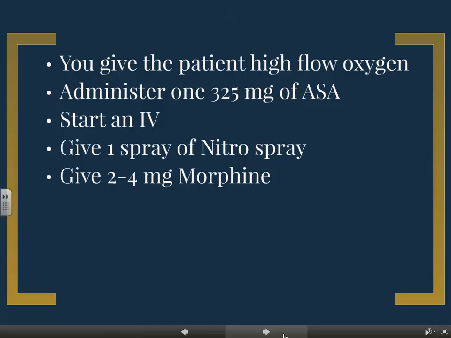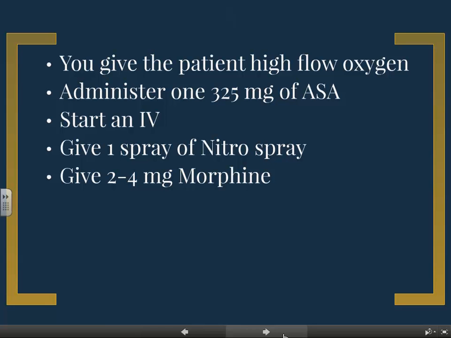Alright? That's right. So, obviously we're giving oxygen because he's got some cardiac infarction, right? Some ischemia going on. So we want to give that supplemental oxygen. Even though his O2 stat was very good, we still want to give him some oxygen. We want to flood him with oxygen, okay?